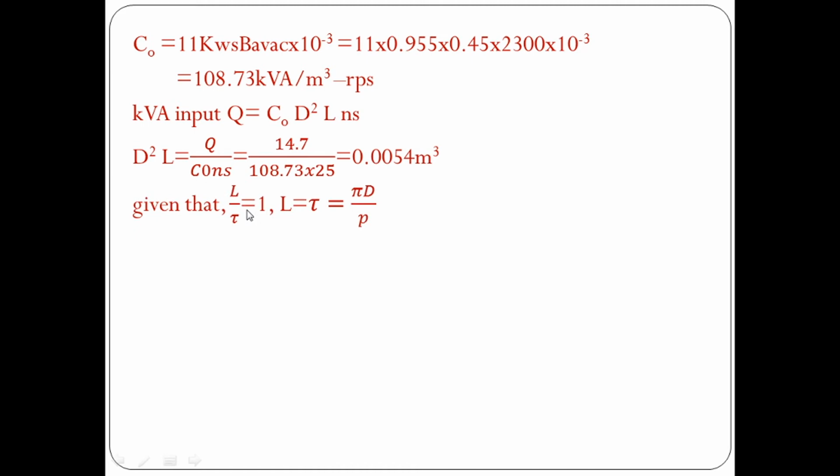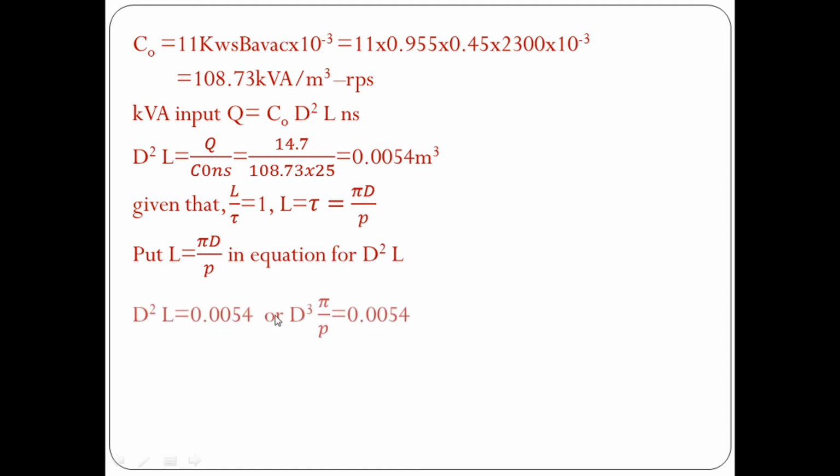Given that the core length to pole pitch ratio L by tau is equal to 1, we can write L equal to tau. Tau is nothing but pi d by p, that is the pole pitch. So put L equal to pi d by p in the equation D square L. You will get D square L equal to 0.0054, and D cube into pi by p equals 0.0054, because from this equation instead of L I can substitute pi d by p.